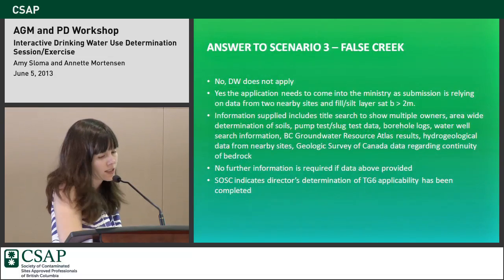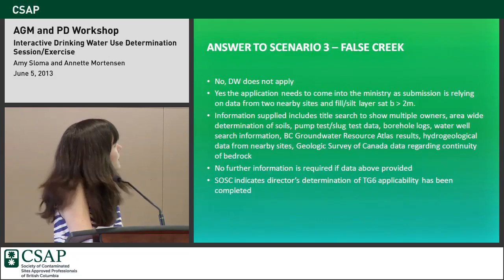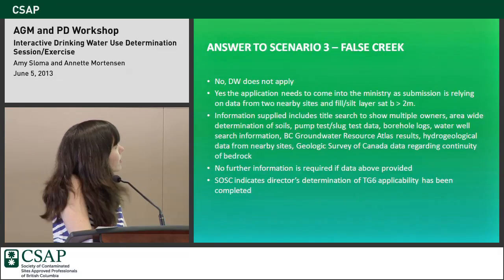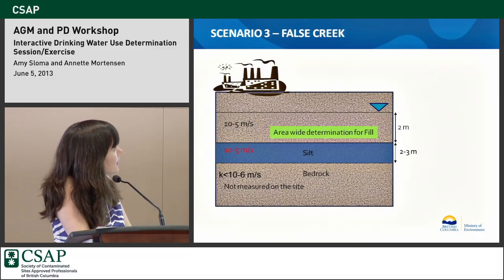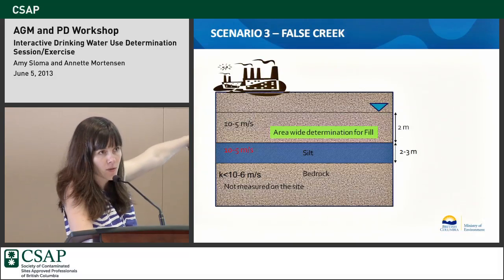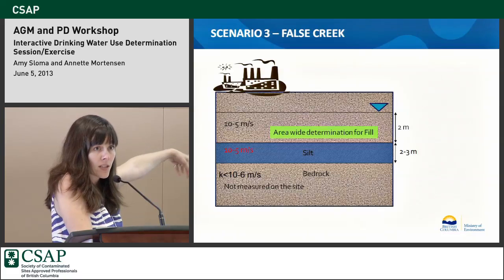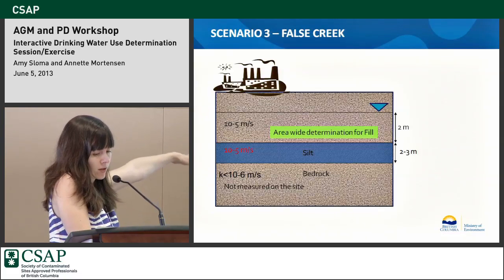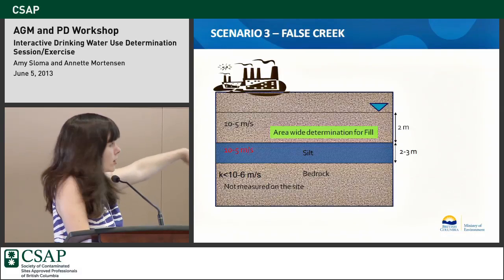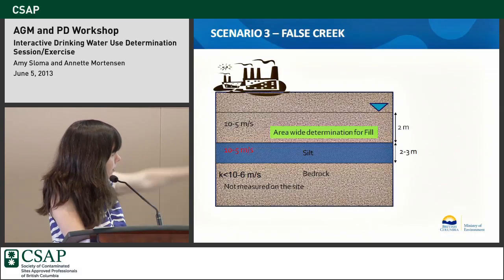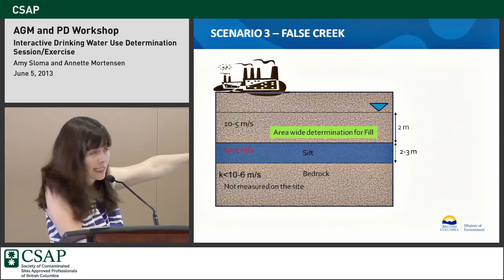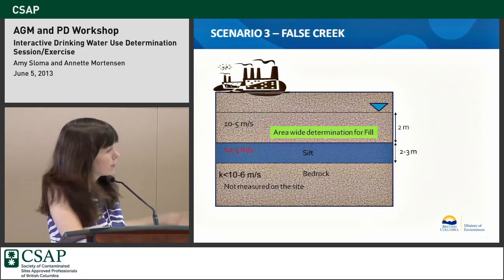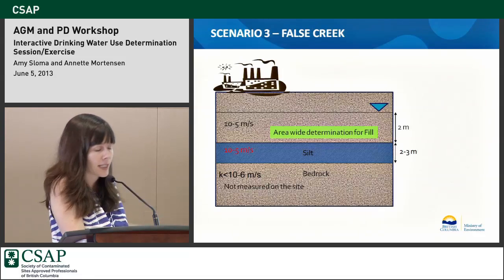So DW doesn't apply, but it definitely needs to come into the ministry, and there's several reasons why. If we go back one, we'll see that we have this silt layer as well, but it was present with seashells, so you can make that marine argument as well. You also may be able to include some elevated sodium and chloride. You're also using data from a nearby site, so that's the other reason why it needs to come into the ministry too. But you're able to exempt that bedrock because the K is so low.